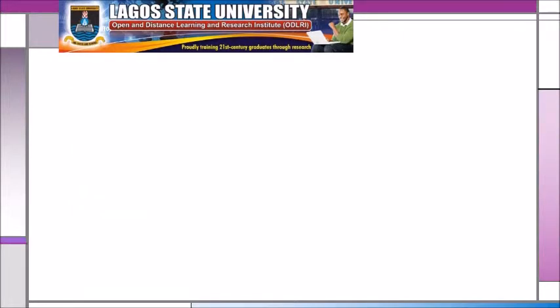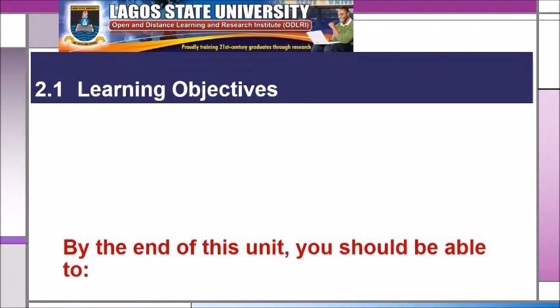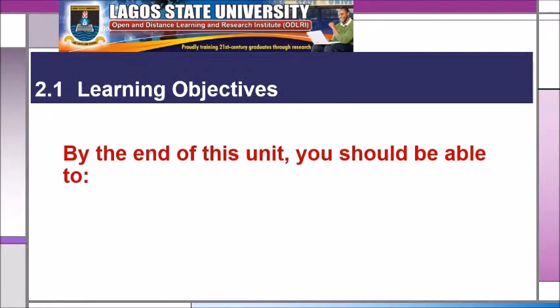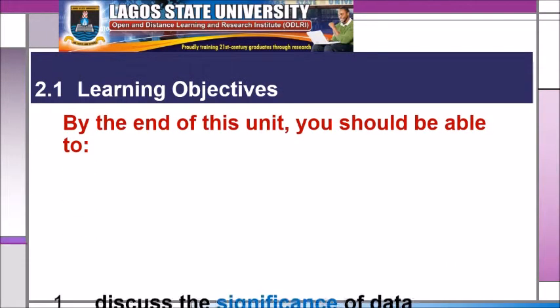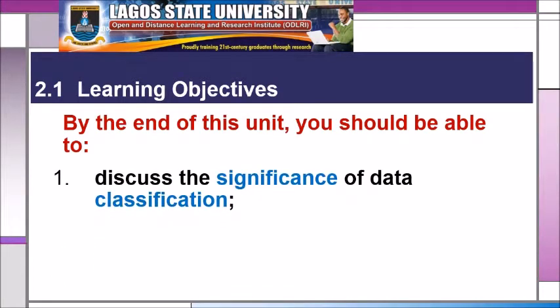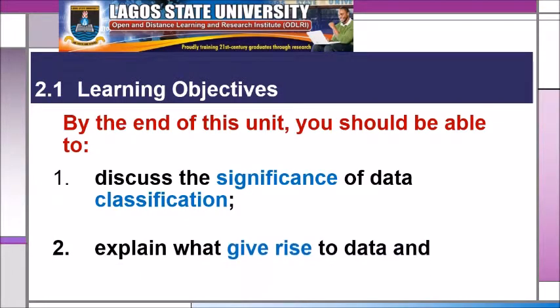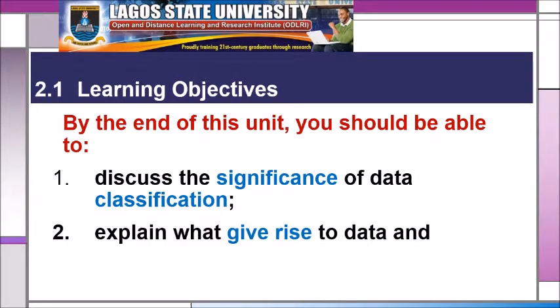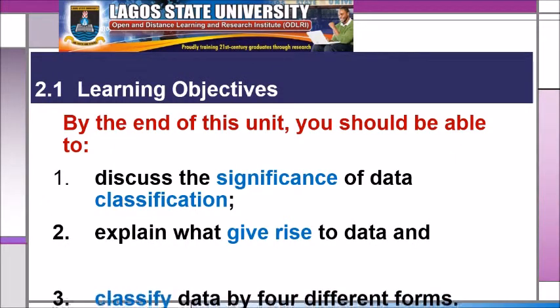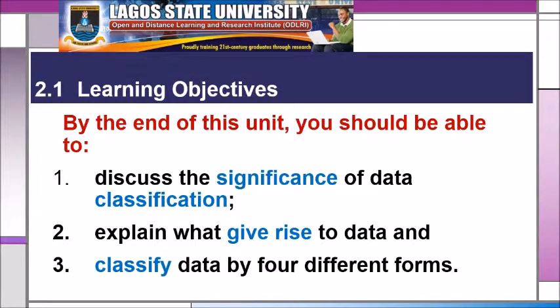First, let's look at the lesson objectives. By the end of this unit, you should be able to discuss the significance of data classification. And the second objective is you should be able to explain what gives rise to data. And the third and the last objective for this unit, you should be able to classify data by 4 different forms.